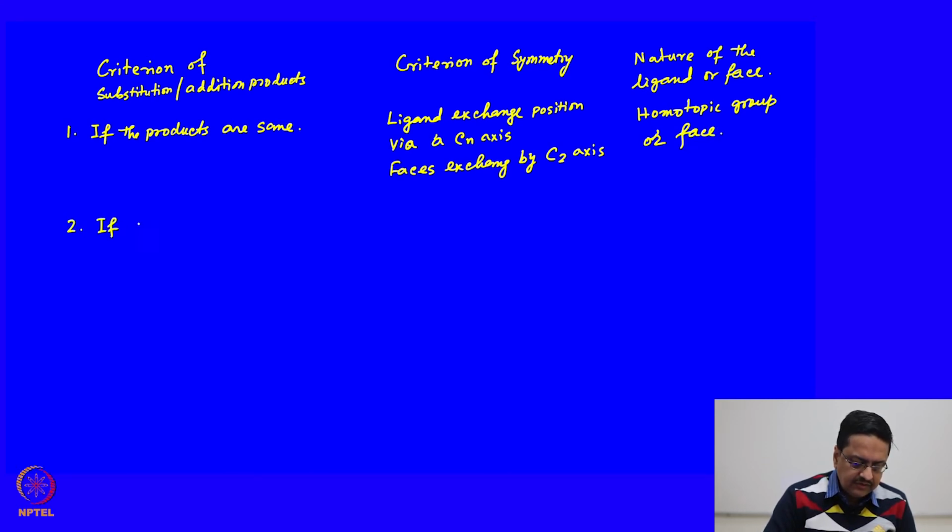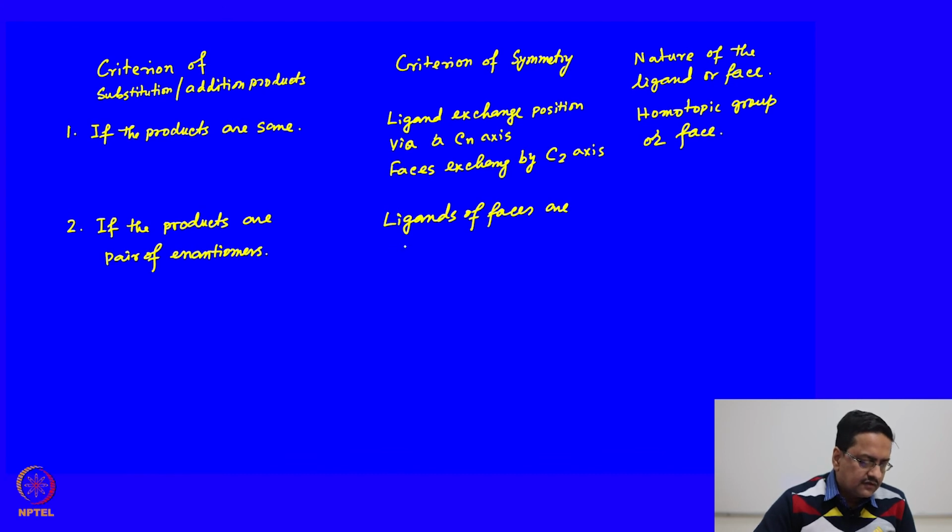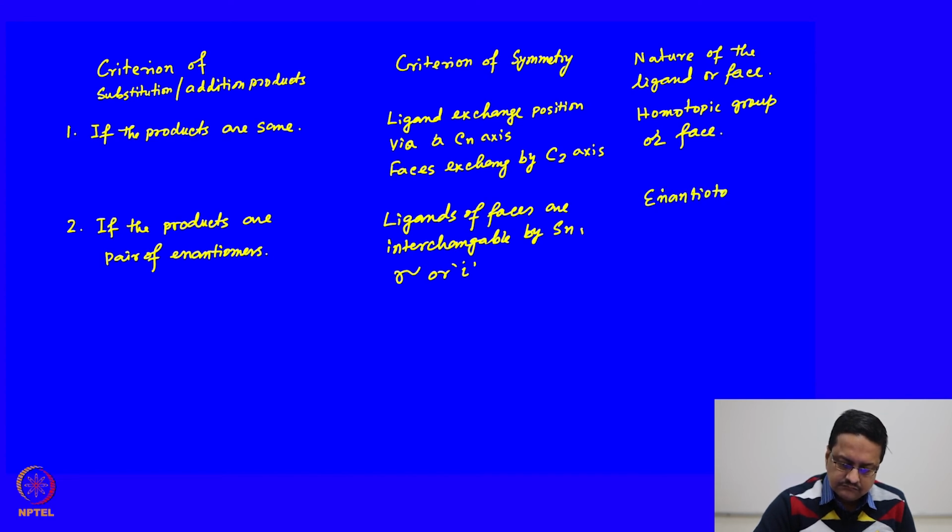Condition number 2, if the products of substitution or addition reactions are a pair of enantiomers, then the ligands or faces are interchangeable by Sn, sigma or i. Then those groups are called enantiotopic groups or enantiotopic faces.